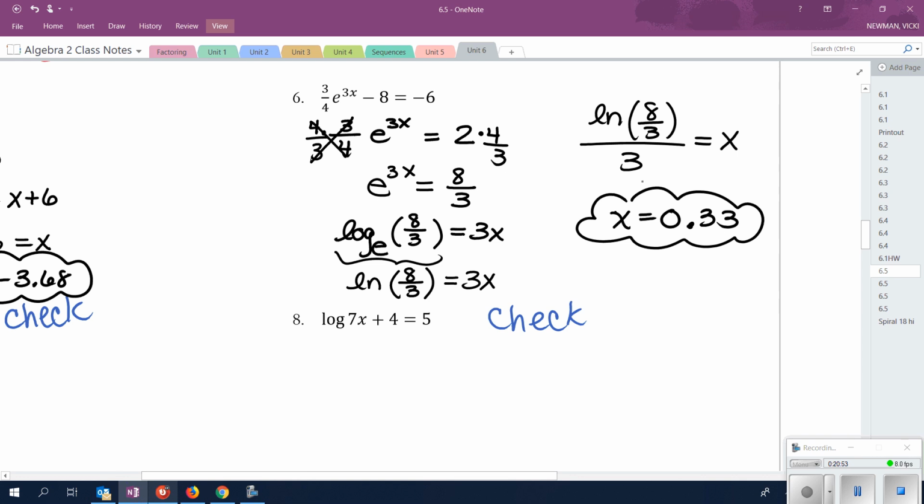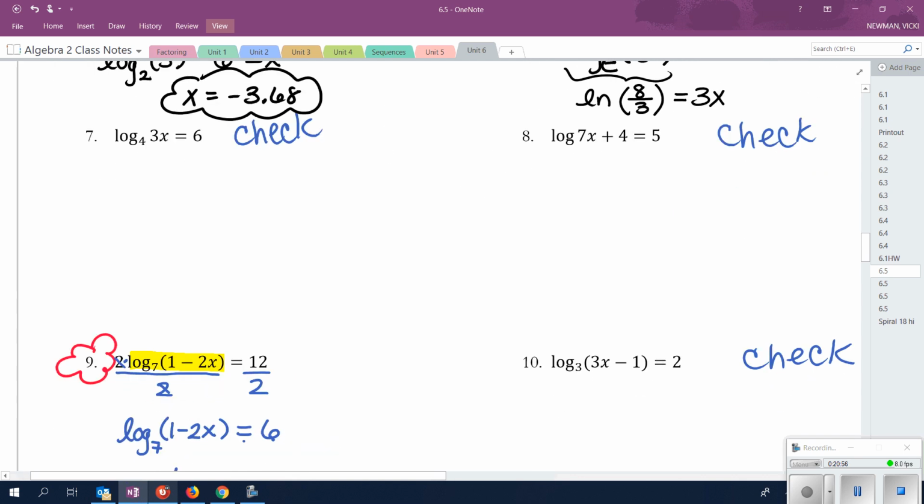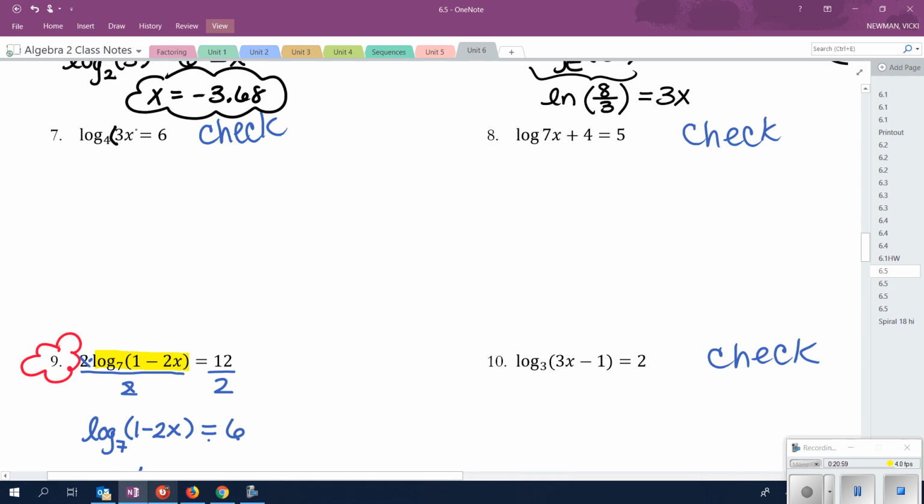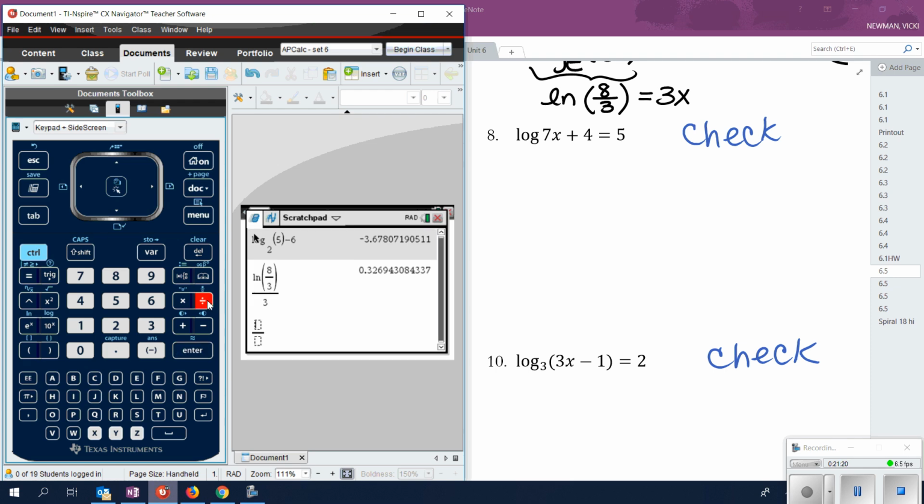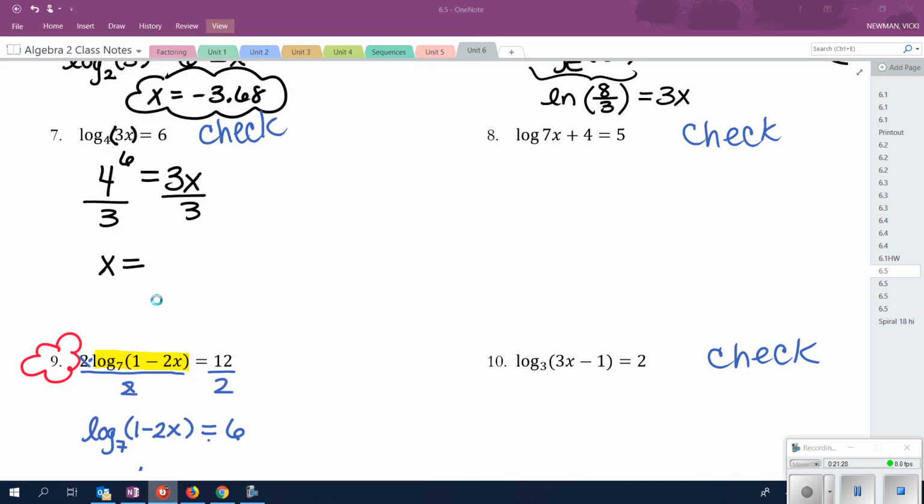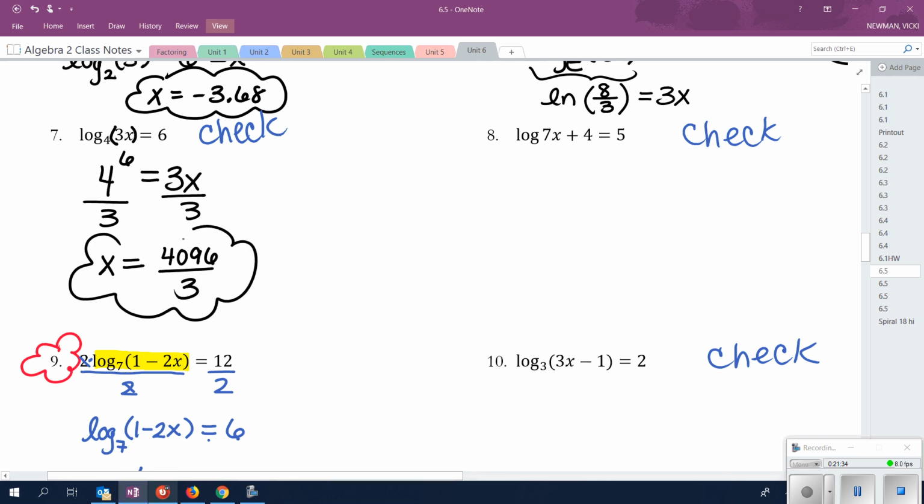Okay, so now the 3 log equations. Get the weird thing alone. Well, the log is alone on the left. Undo the weird thing, so we're going to change to exponential. 4 to the 6th is equal to 3x. And then I'm going to divide by 3. So x equals whatever 4 to the 6 over 3 is. Yowza. Control divide. 4 to the 6th divided by 3. 4,096 over 3. Leave it. Everybody likes fractions better than decimals.